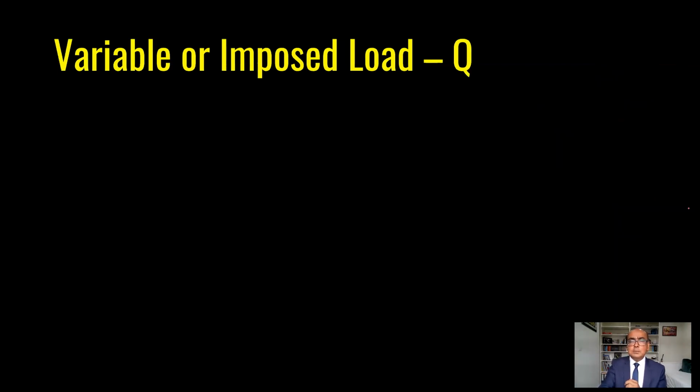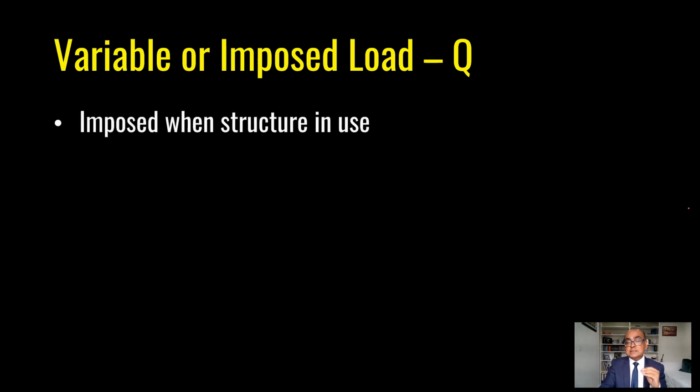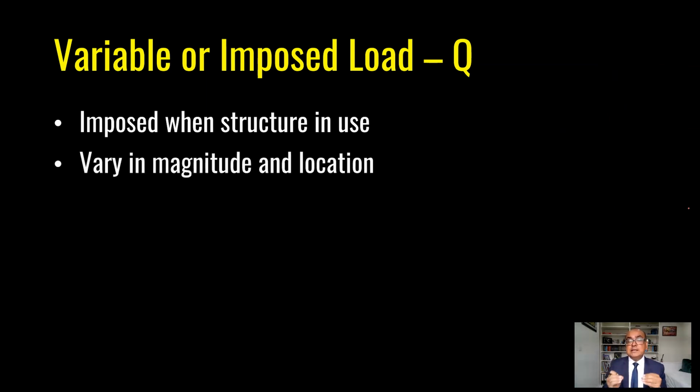What is variable or imposed load? Variable means something that changes. So this load often changes its location and often changes its magnitude as well. And it is imposed when a structure is in use. So when we're using the structure, for example if we're walking on the structure or cars are moving on a bridge, that will have imposed load. Imposed load varies in magnitude and location as well.